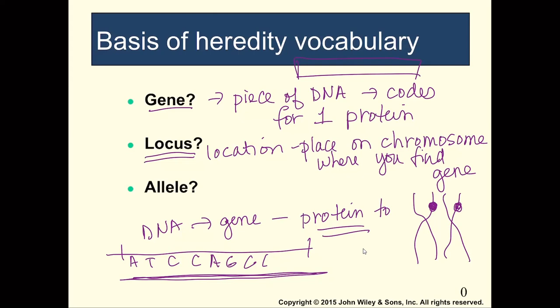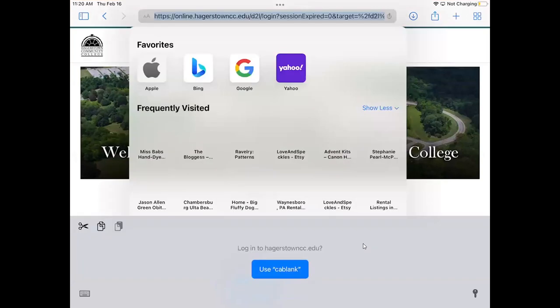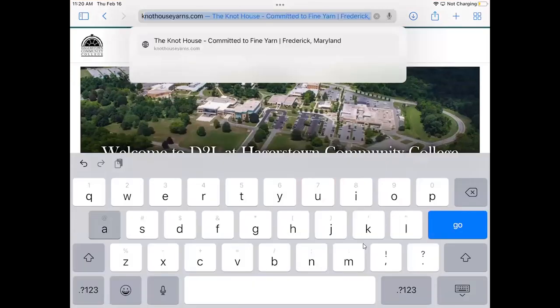And you can look at a map. So you can look at a karyotype, which I didn't put a picture in here. So a karyotype is just a picture of chromosomes. So a picture of your chromosomes. So I can look here. Let's see if we can. I go here and I go to Safari. And then let me find a picture for karyotype.